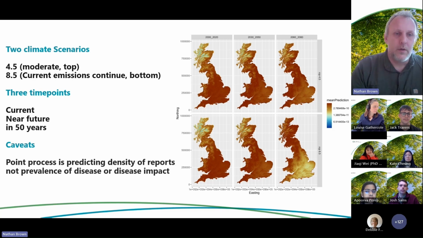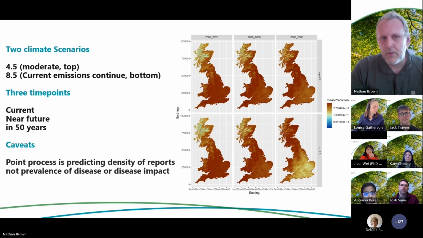So occurring now, slightly into the future, and in about 50 years' time. We can see the pattern changes. So if we're in the west, if we're in the north, the warming and wetter climates may increase the amount of ash dieback that occurs. If we're in the south and east, particularly in these high emissions scenarios, perhaps it may be less conducive to ash dieback occurrence.